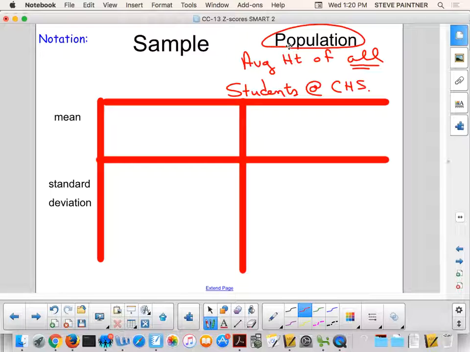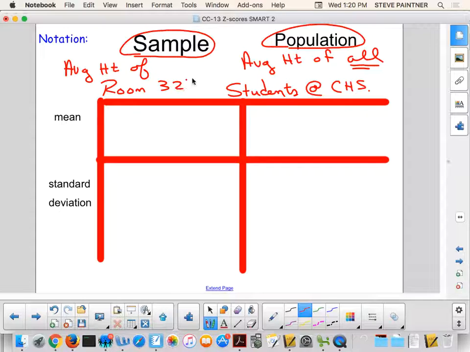So a sample would just be, for example, the average height of room 327, you guys. It's not a good sample. I couldn't base the answer over here on you guys. It just wouldn't be fair. I could get close, but I think I'd be wrong.